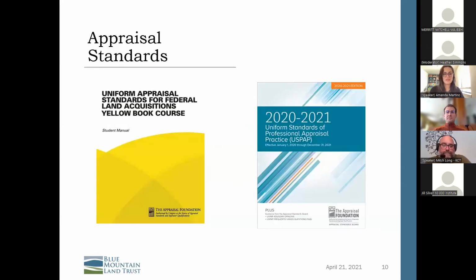Next slide, thank you. So we do have some standards for appraisals that we have to meet. Not every appraiser is qualified to appraise a conservation easement. It's just a more specialized type of appraisal, but the standards are USPAP or Yellow Book, and those are what your funders and the IRS will require. Next slide, please.